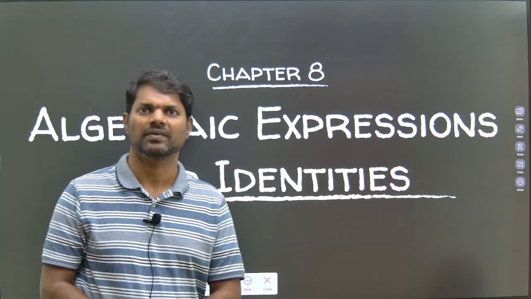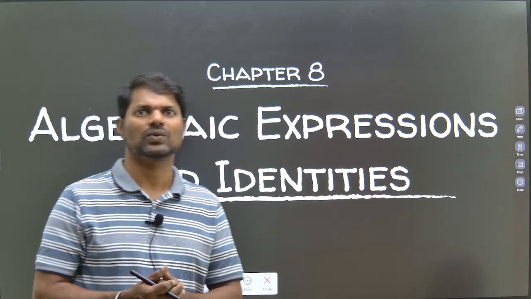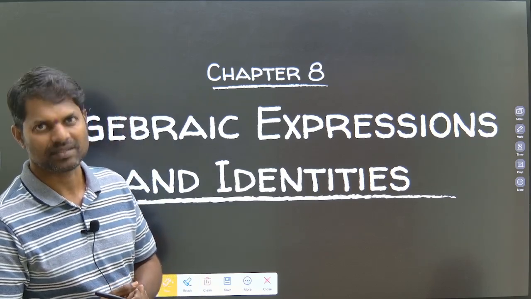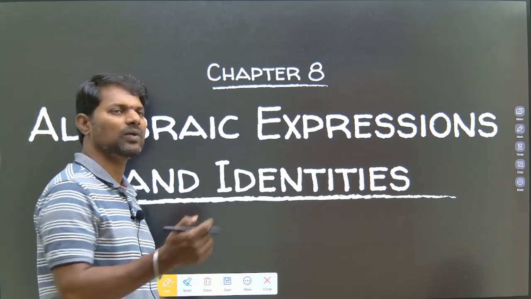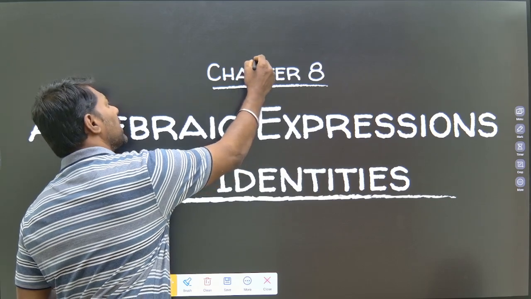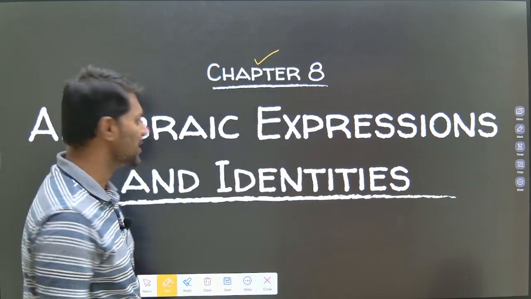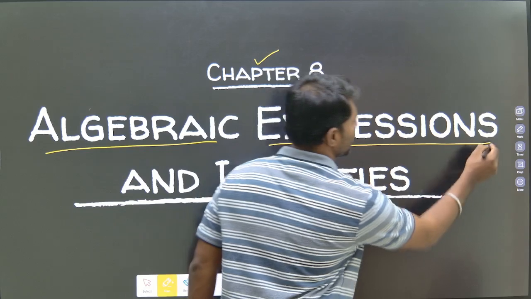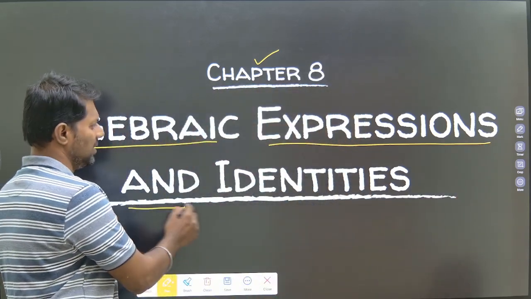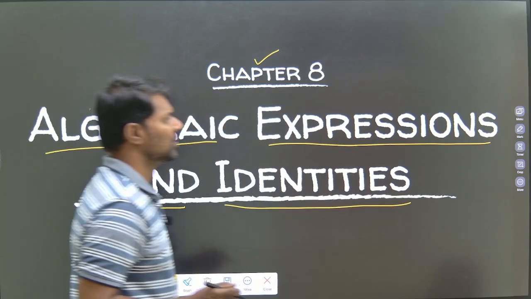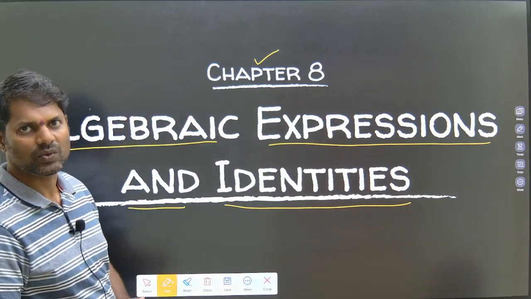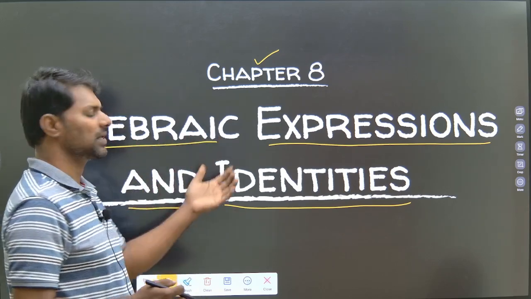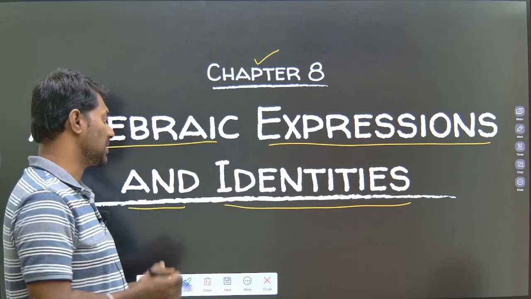Dear students, in this class we are going to start CBSE 8th class mathematical subject. From that subject we are going to discuss chapter number 8. Name of the chapter is Algebraic Expressions and Identities. We are going to discuss what is algebraic expression and types of algebraic expression, and some examples we are going to solve.